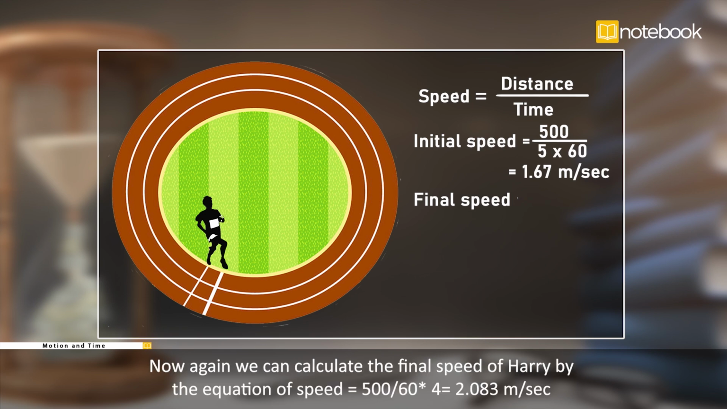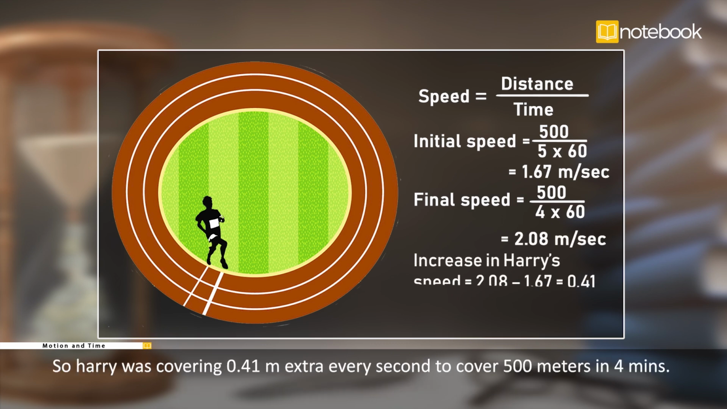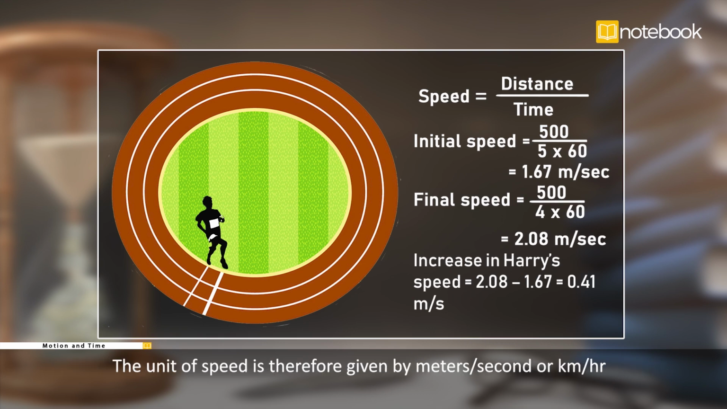Now again we can calculate the final speed of Harry by the equation of speed, which is equal to 500 by 60 into 4, which is equal to 2.083 meters per second. So Harry was covering 0.41 meter extra every second to cover 500 meters in 4 minutes. The unit of speed is therefore given by meters per second or kilometers per hour.